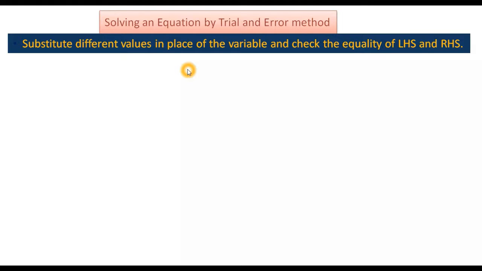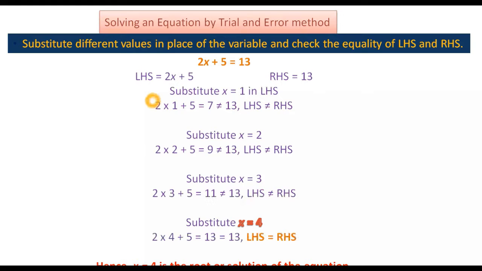So when you substitute different values in place of the variable, you have to check the equality of the left hand side and right hand side. If the equality holds, then that value satisfies the equation and that value is the root or solution of the equation. But if the equality doesn't hold, then you have to substitute another value in place of the variable. So let's understand this with the help of an example.